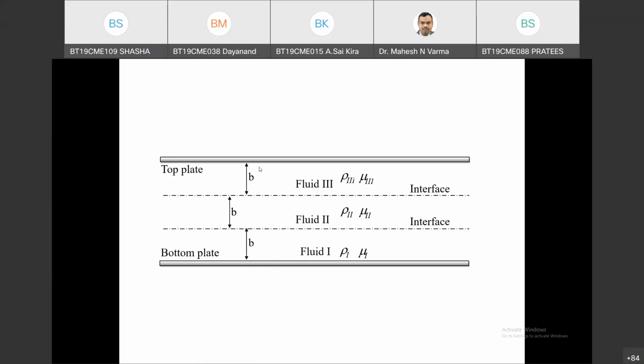So if this distance is 3b, up to a thickness of b is fluid 1, above that there is fluid 2, above that there is fluid 3. Okay, there are three layers, and we need to solve this problem. So how to solve this problem?